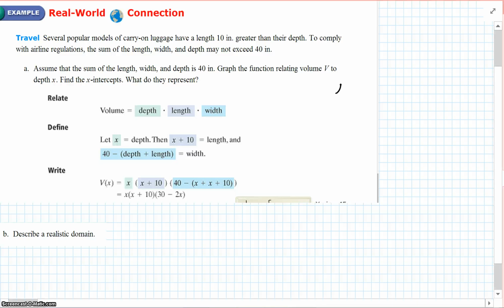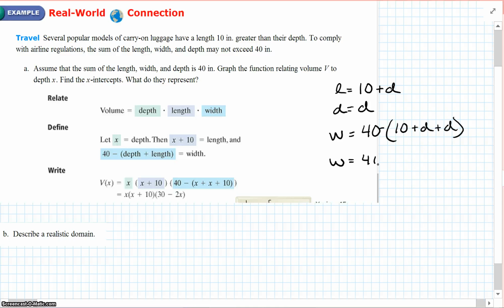So the length will be 10 inches more than the depth. The depth will just be D. And the width has to be 40 minus the sum of the length and the depth. So the width could be rewritten as 40 minus 10 minus 2D, which can be simplified to 30 minus 2D.